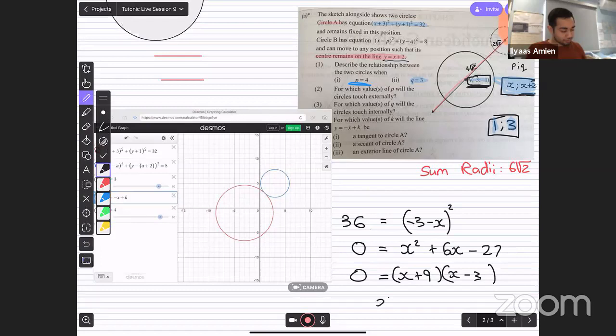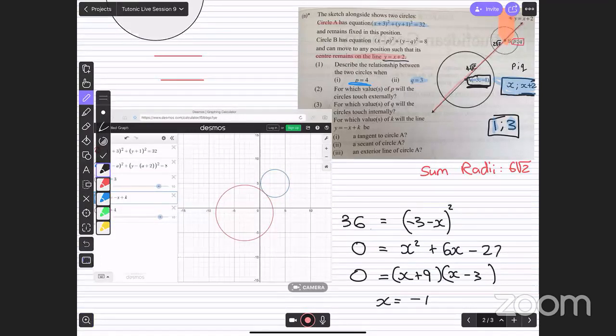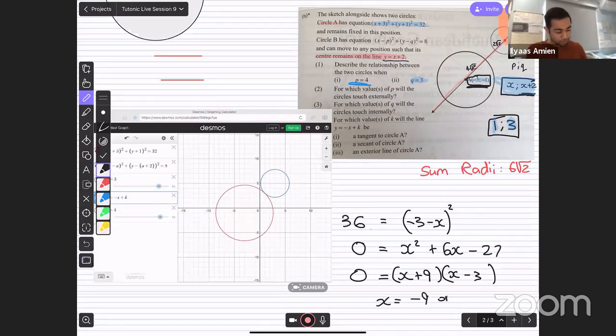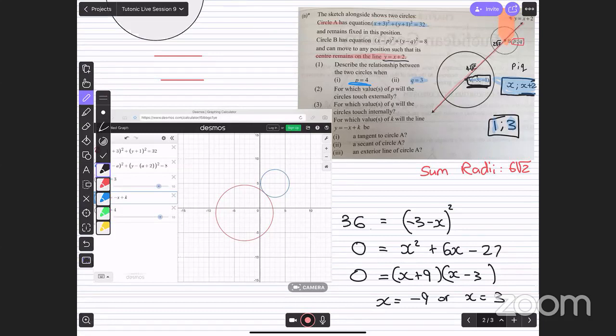So what's the answer? x equals minus 9 or 3. So my question to you is, why are there two answers? Can you explain to me why there are two answers? Because it touches at one point on the other side of the circle as well.